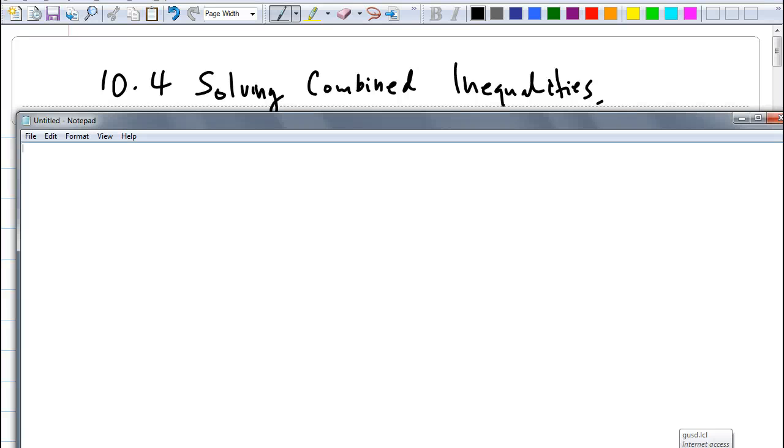All right, so today we're going to solve combined inequalities. So instead of just having one inequality, guess what? How many inequalities do you think we're going to have? Two is right. We're going to combine them together. Last time we solved one inequality. Now we're going to give you two, and we're going to combine them, okay?